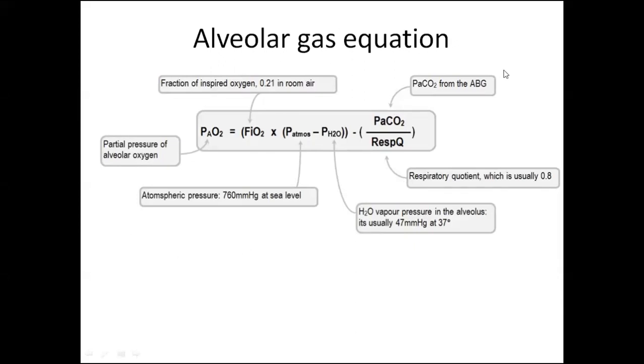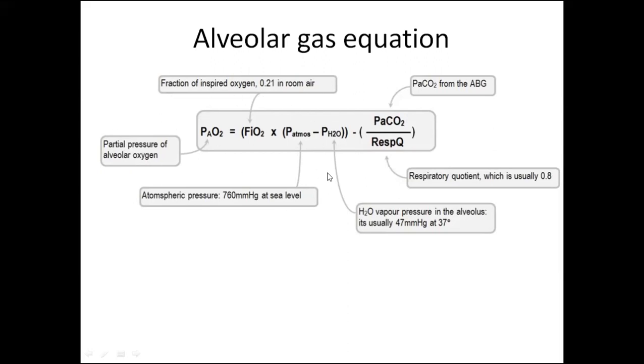So you have an alveolar gas equation. Basically you need to calculate the partial pressure of oxygen at the alveolar level, and it mainly depends on FiO2, atmospheric pressure, water vapor pressure, your CO2, and the respiratory coefficient.